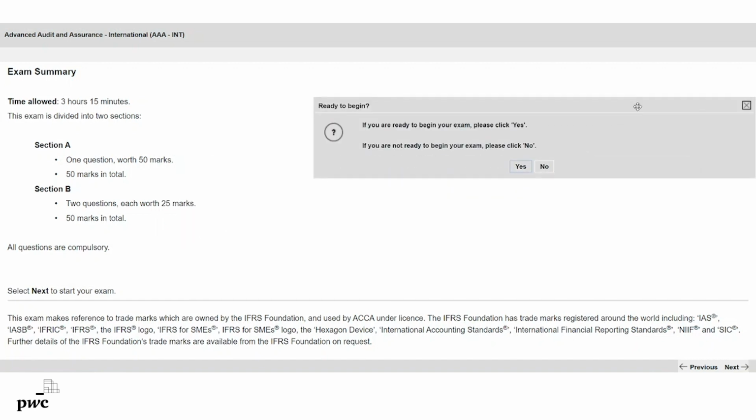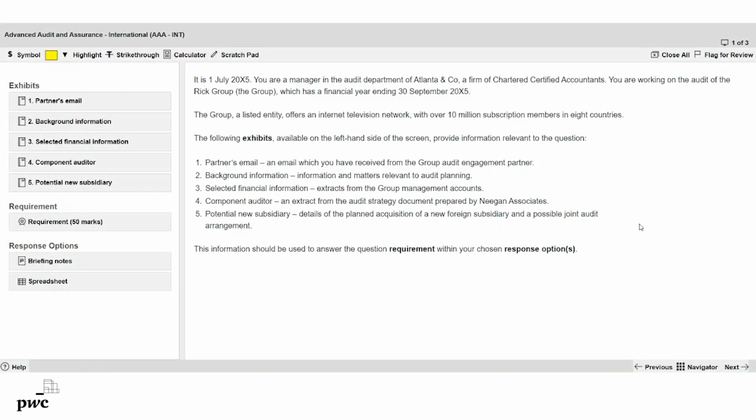The exam summary shows you the time available and the structure of the AAA paper. We are familiar with this structure because it is very similar to other P-level, professional level papers. It has a 150 mark question in Section A and in Section B 2 questions, each worth 25 marks. So if I now click yes, my exam begins. This is page 1 of the actual exam, and it is also question number 1, as you can see here in the upper right hand corner of the screen.